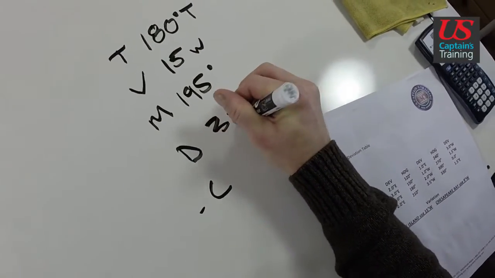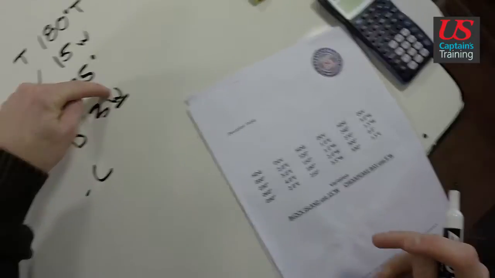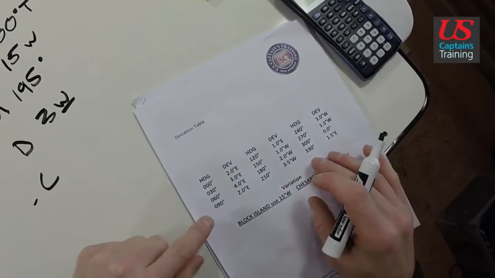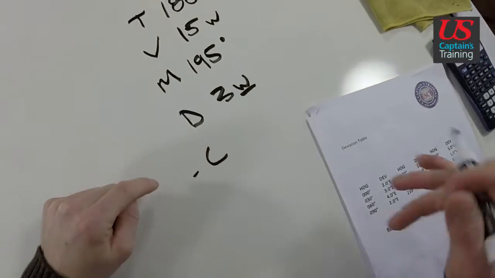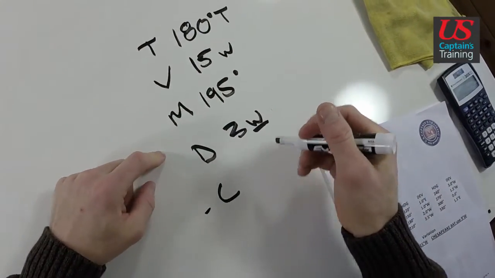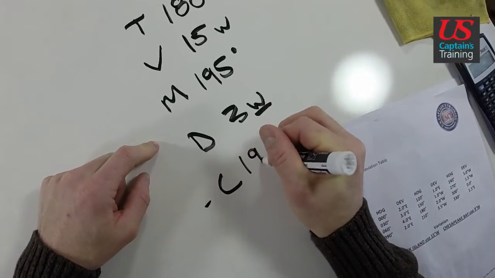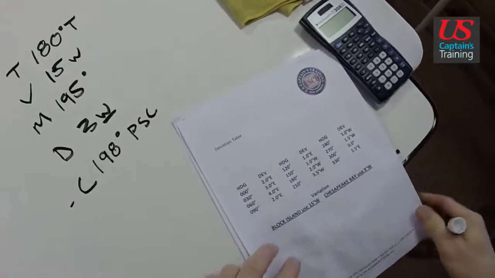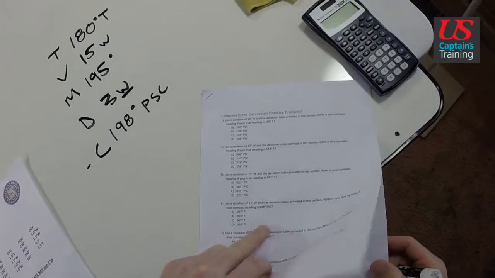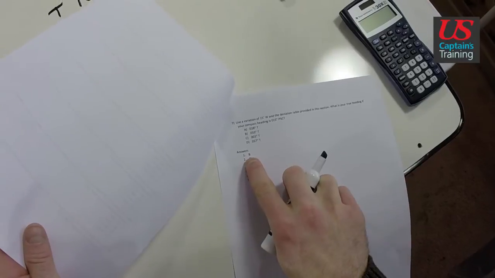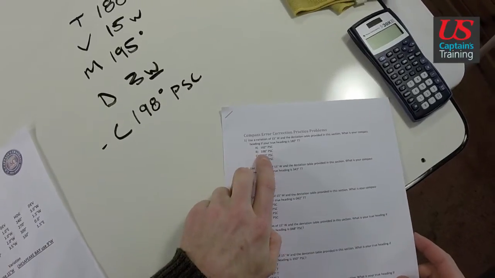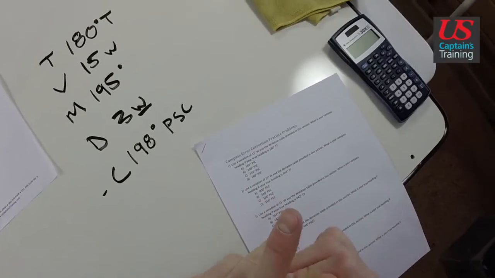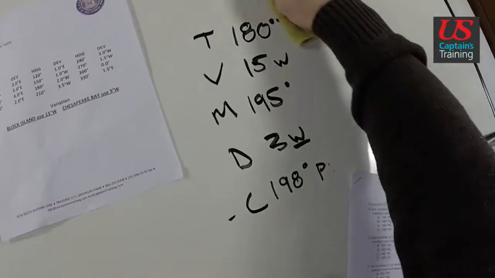3 west. Now remember, always record whether it's west or east. That determines whether you add or subtract. So 3 degrees west, we're going down, we add it. 195 turns to 198 degrees PSC. And we'll check our answers. Number 1 is B, 198 PSC.